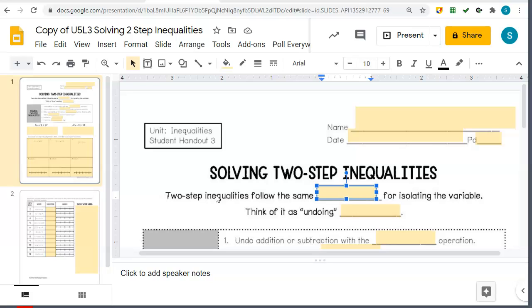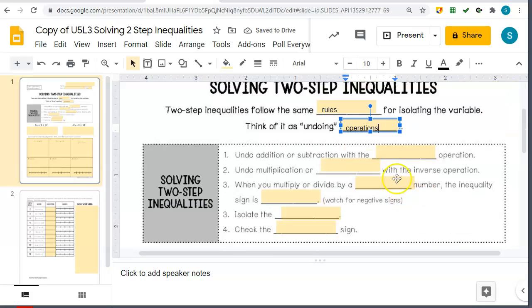We can talk about other things that would cause the inequality to flip, but honestly, I don't want to jump into high school level stuff yet. I think we're good at where we're at. So, today, again, two-step inequalities follow the same procedure for isolating the variable. Our goal is always to get the variable by itself. We can think of it as undoing operations.